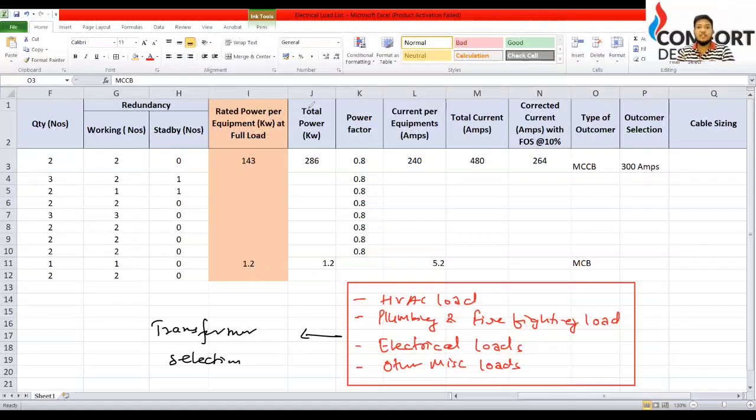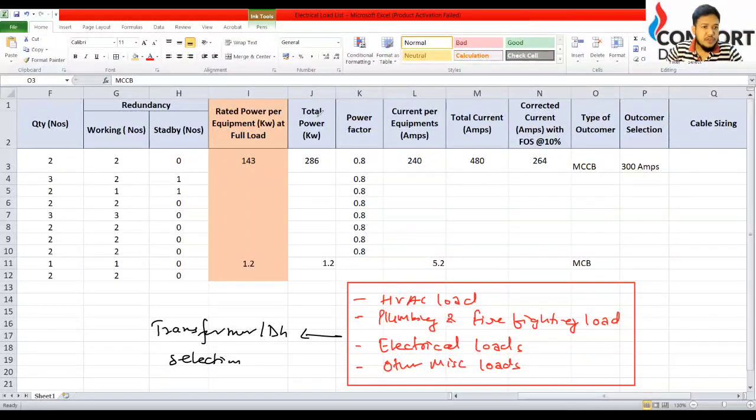Even the DG sizing will be like that. We see what equipments will be used under the DG set. So accordingly, the transformer selection or DG selection, that is diesel generator selection, will be done.